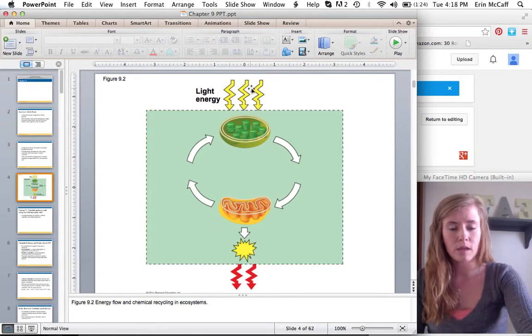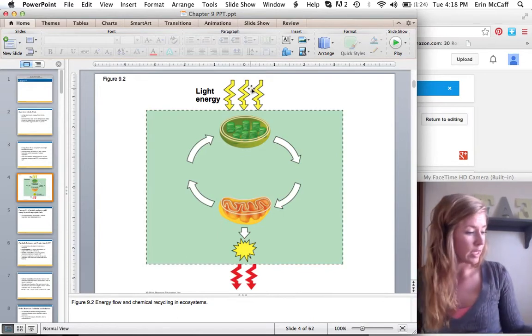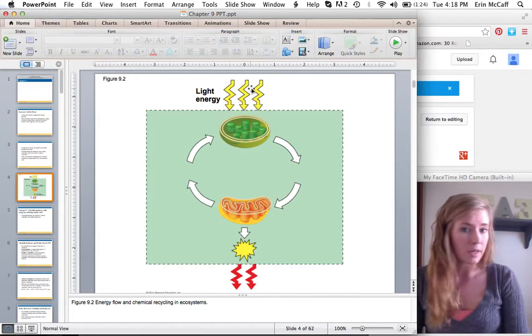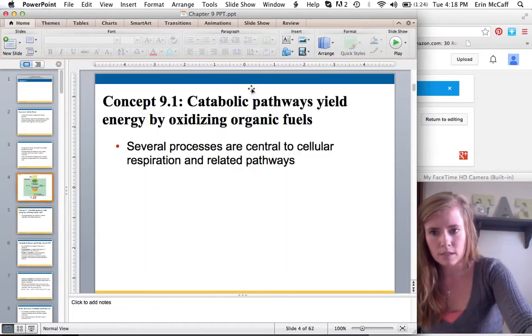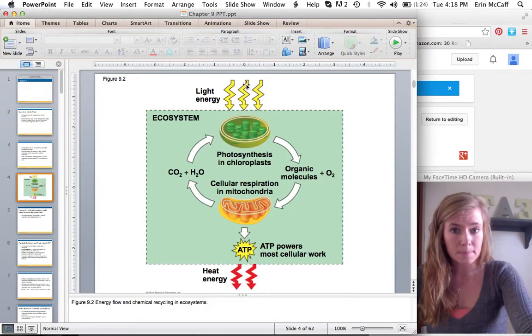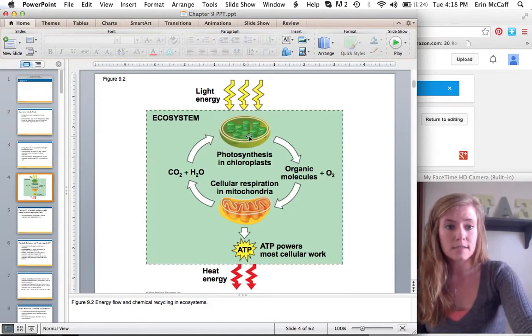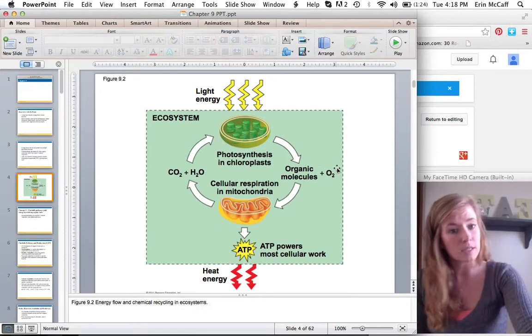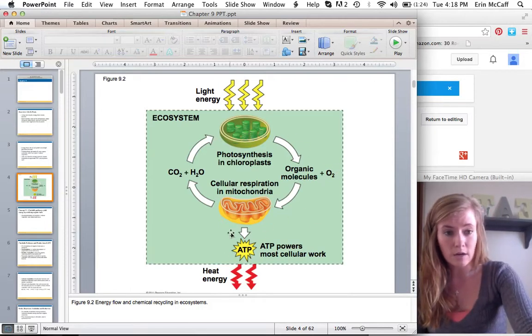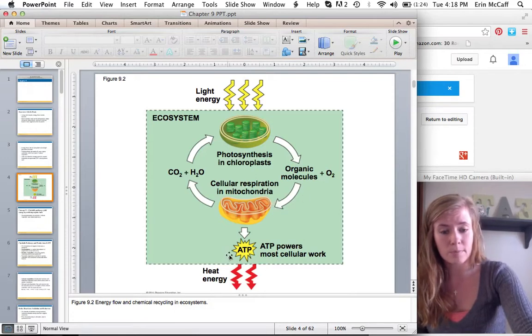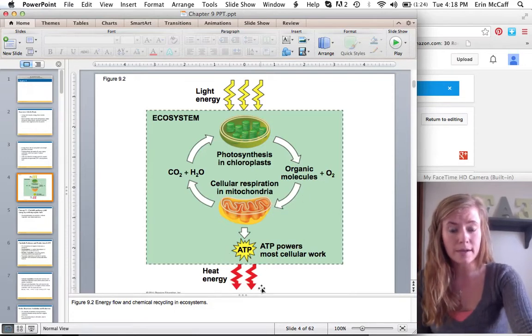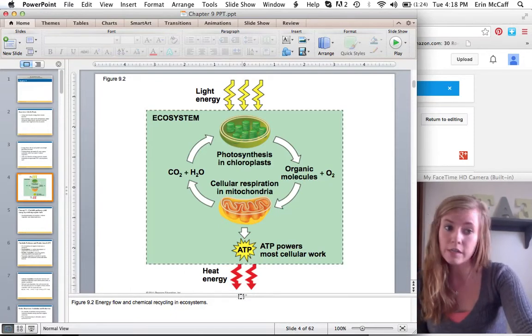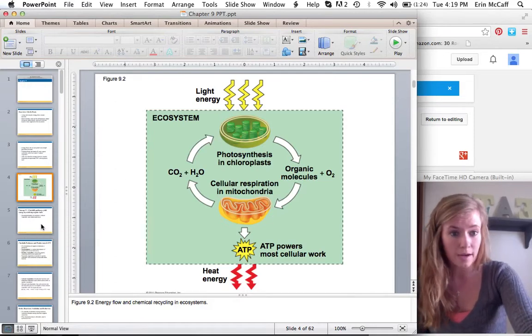You guys are going to be very familiar with this picture throughout the next two chapters. It's on page 163 with titles. Light energy enters an ecosystem. Chloroplasts perform photosynthesis to make organic molecules and oxygen. Then our mitochondria use oxygen and organic molecules to make ATP, which powers cellular work. Some energy is always lost as heat, so that's the ultimate fate of all energy. And then the carbon dioxide and water go back to the chloroplasts to make more organic molecules.